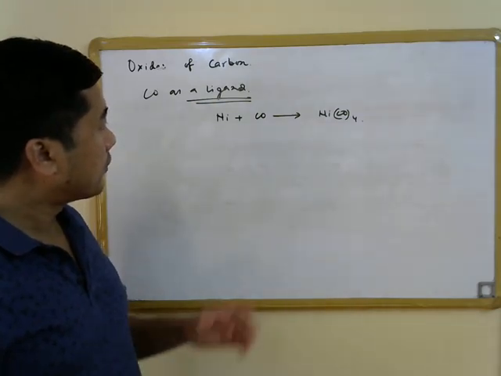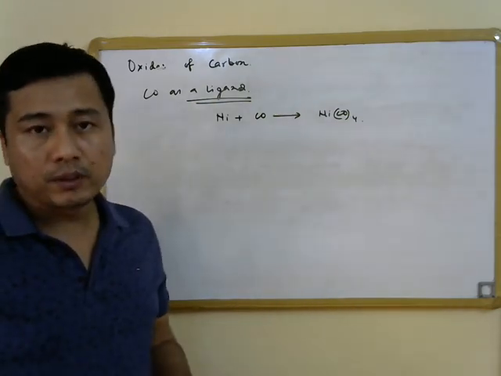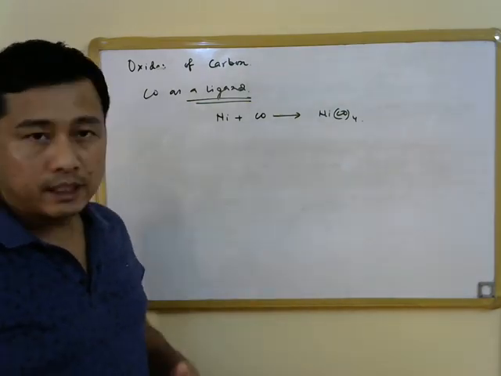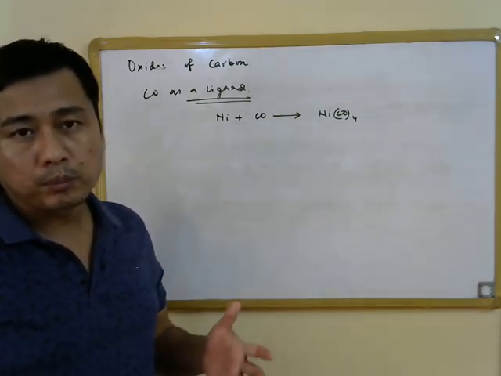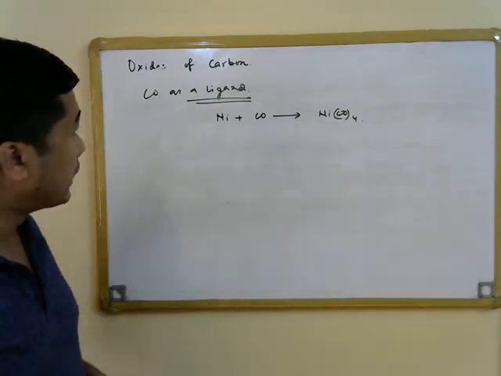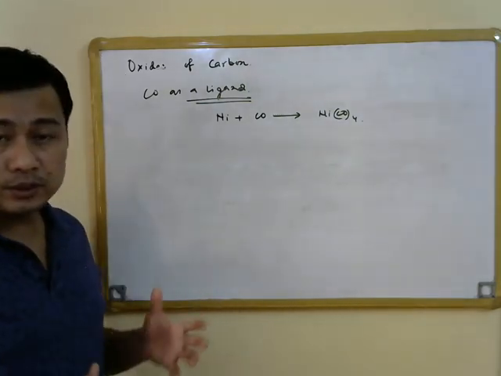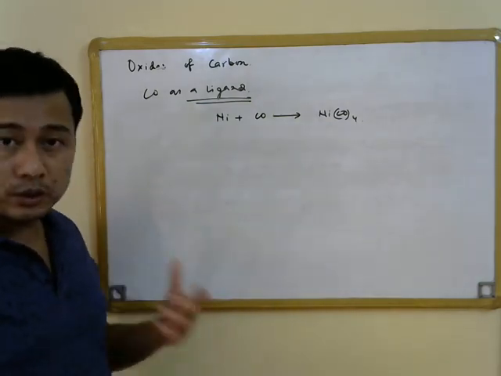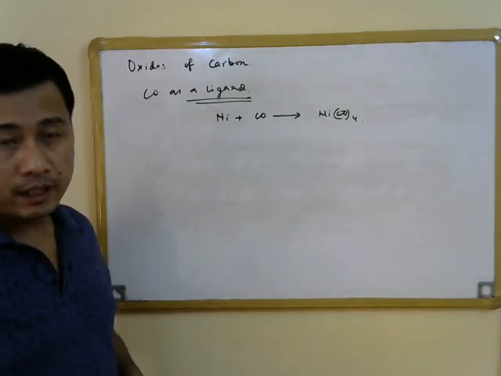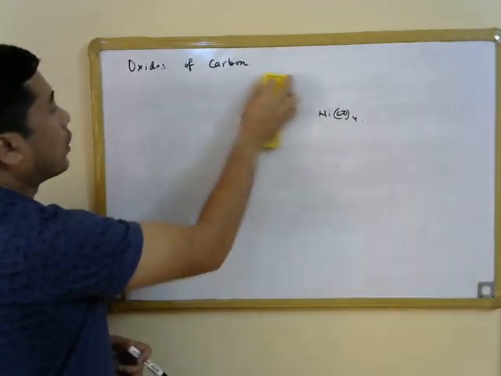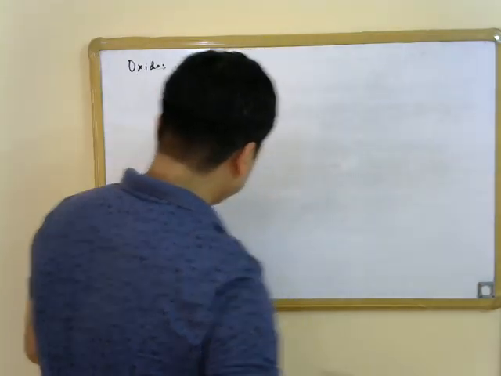So apart from this nickel, almost all other transition metals also form binary as well as other metal carbonyl complexes, and the reason why carbon monoxide forms stable metal carbonyl complexes can be understood if one looks at the molecular orbital diagram of carbon monoxide. So let us quickly draw the molecular orbital diagram of carbon monoxide.